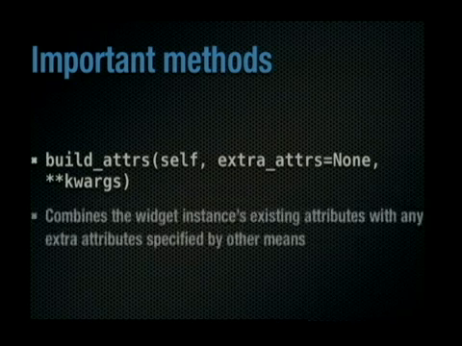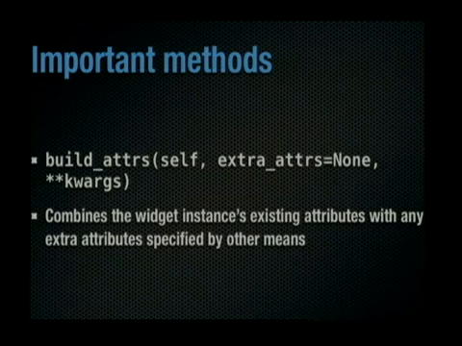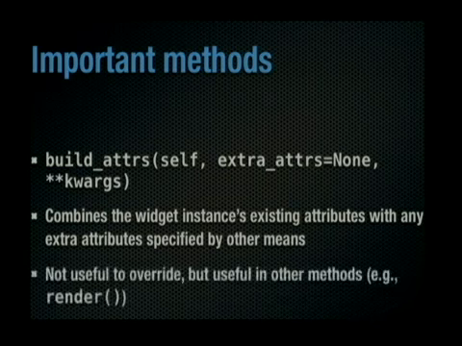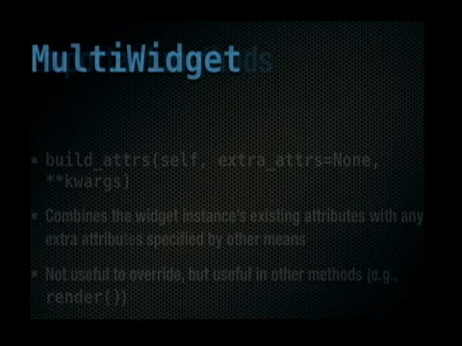There's also a build attributes. This lets you, because there are ways to provide other attributes to a widget besides just whatever is natural for it or defined on its class, combine everything and get you the final set. It is useful to know about this if you want to, say, override render. You probably want to grab this and get that full list of attributes.